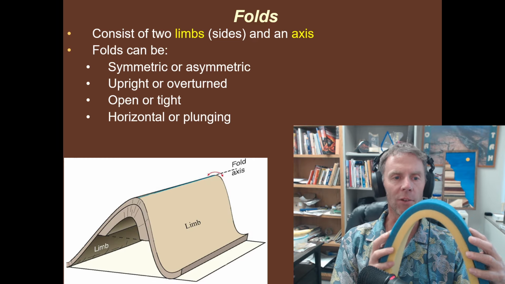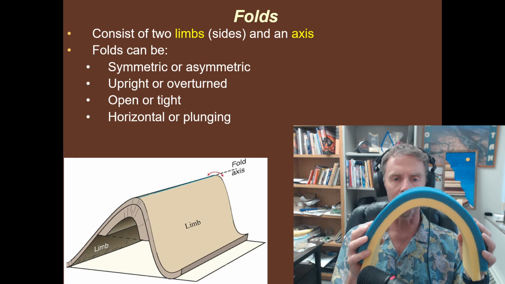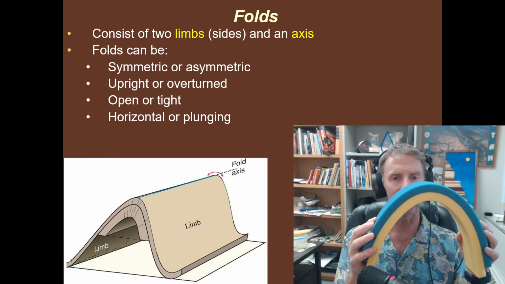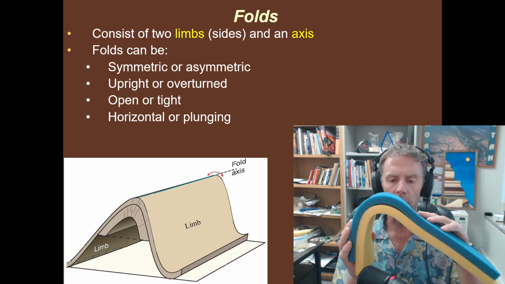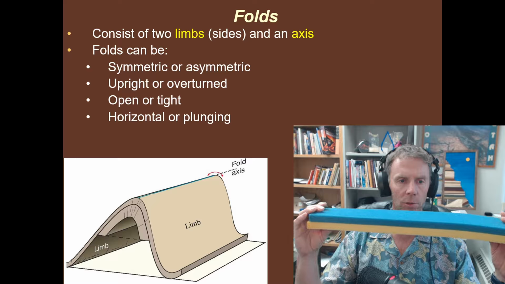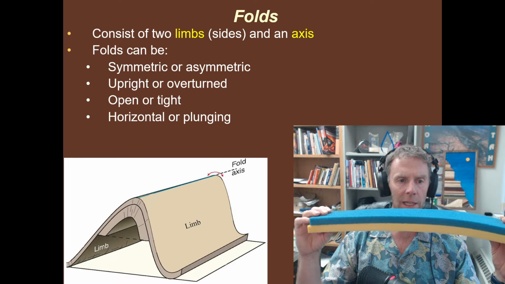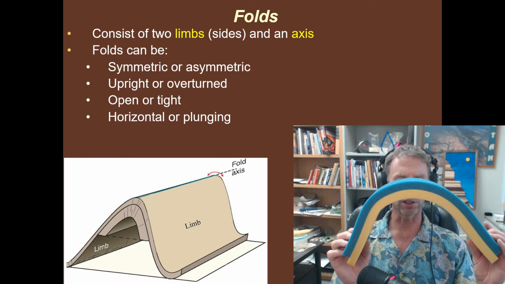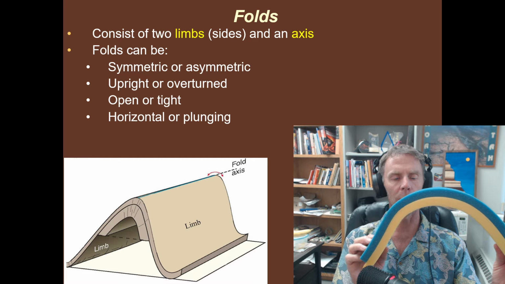Now, folds can have a variety of shapes. They can be symmetric, like the fold I have here. Looks like a nice happy rainbow. But they can also be asymmetric with a steeper limb and maybe one gentle limb. They can be upright. So if we take these rocks here and say that the yellow layer of foam is the oldest on the bottom, the blue layer is younger, so it's on top. And we can have this fold be upright, so still yellow's on the bottom, it's the oldest, blue's on top.